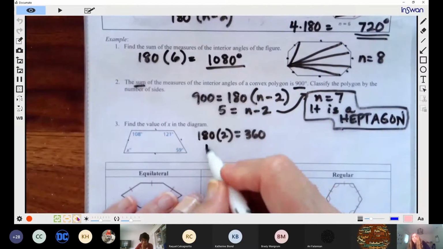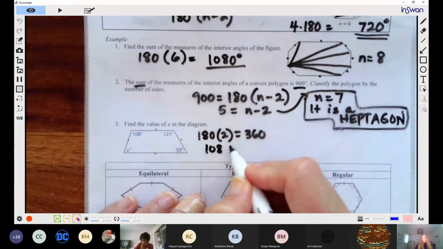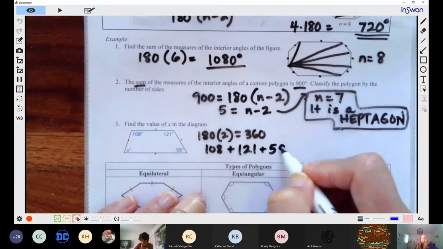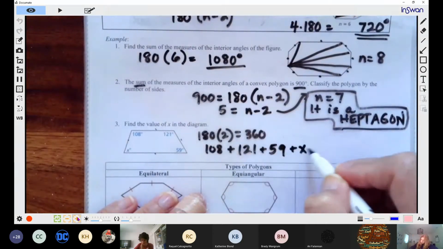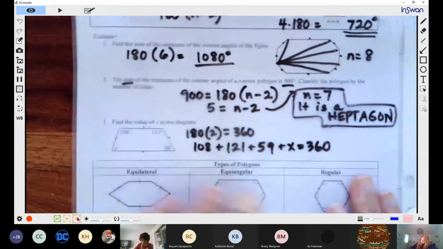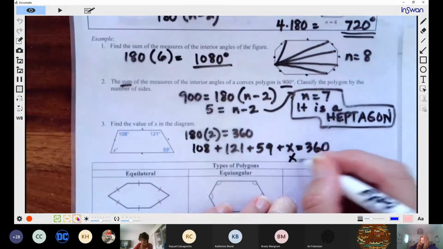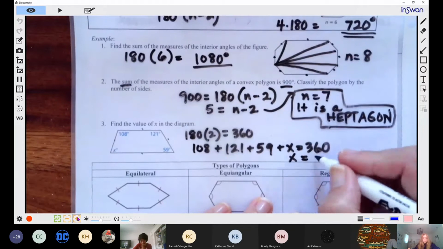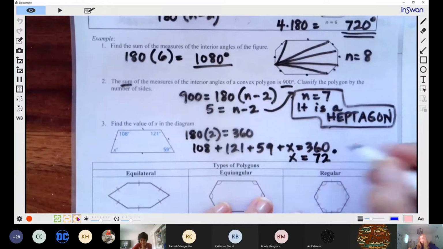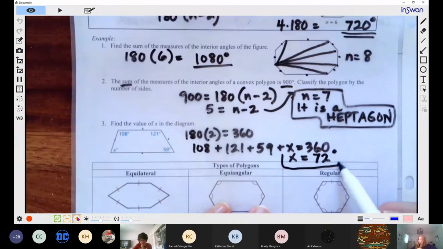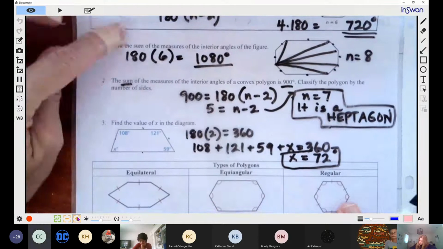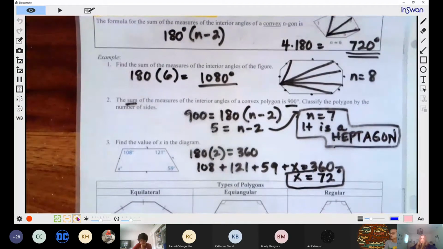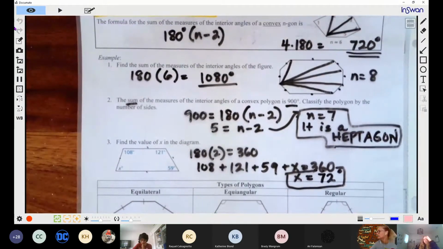So I can write a little formula. 108 plus 121 plus 59 plus x equals 360. Now, you can do this with a calculator, or you can do it on your scratch paper, but you can trust me, of course, and I already worked it out, and I got 72 degrees. So with this one little formula right here, there's 3 different ways we can do this.